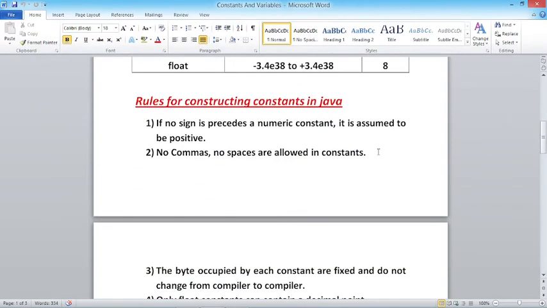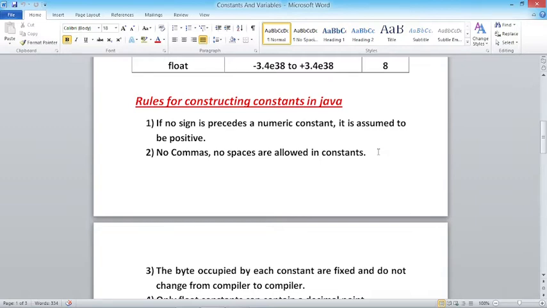First rule: if no sign precedes a numeric constant, it is assumed to be positive. By default it is positive. If I am writing +100 or 100, it is equivalent to +100. Getting my point? If I am writing 61, it is equivalent to +61. That is why what we have written: if no sign precedes a numeric constant, तो किसी भी numeric constant के सामने अगर कोई sign नहीं लगा होगा, it is assumed to be positive.